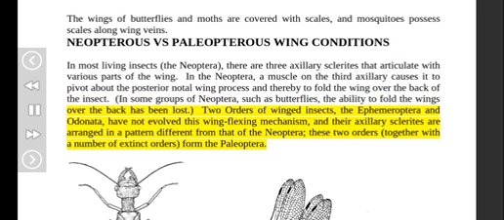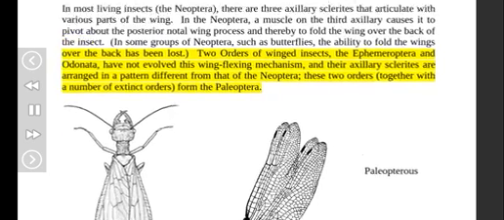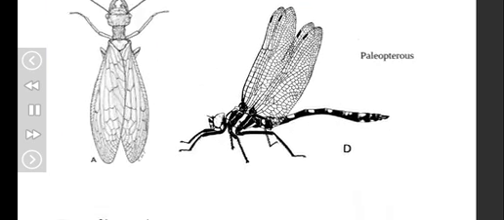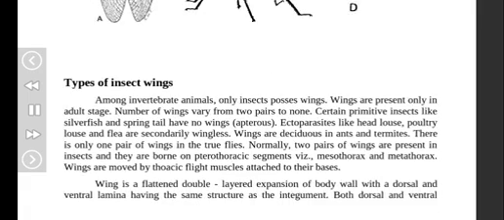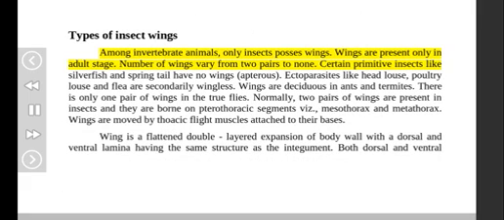2 orders of winged insects, the Ephemeroptera and Odonata, have not evolved this wing flexing mechanism, and their axillary sclerites are arranged in a pattern different from that of the Neoptera. These 2 orders, together with a number of extinct orders, form the Paleoptera. Types of insect wings. Among invertebrate animals, only insects possess wings. Wings are present only in adult stage.